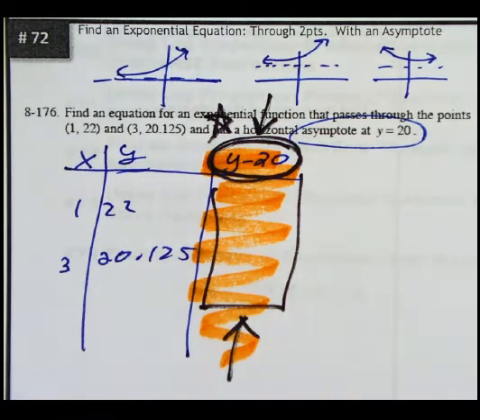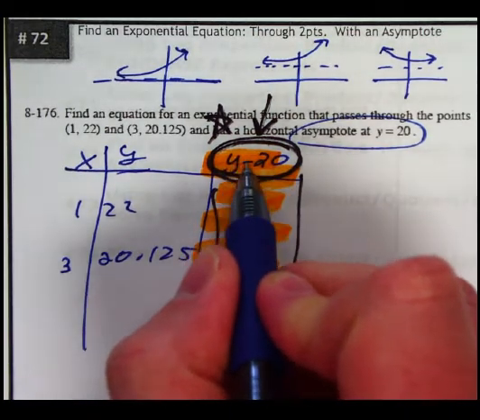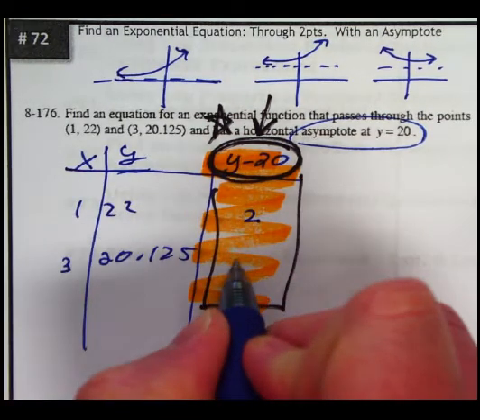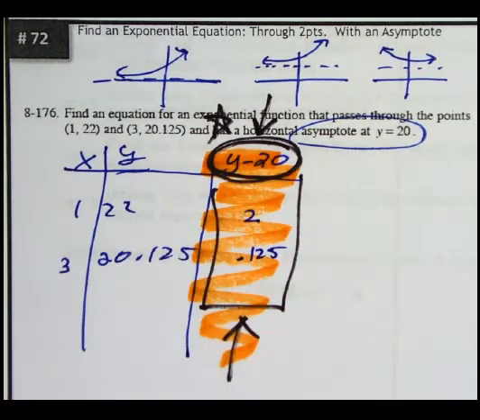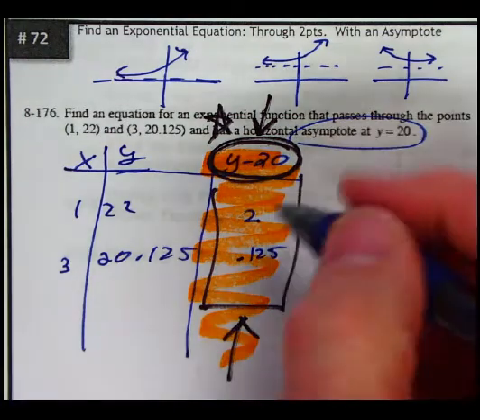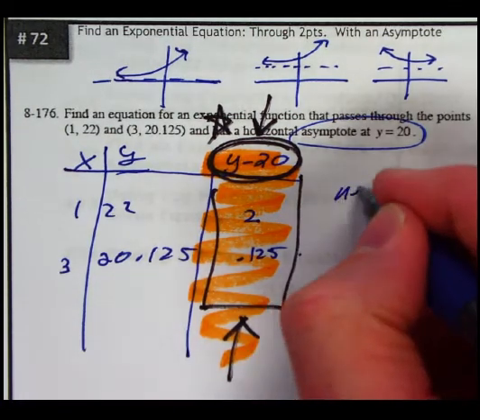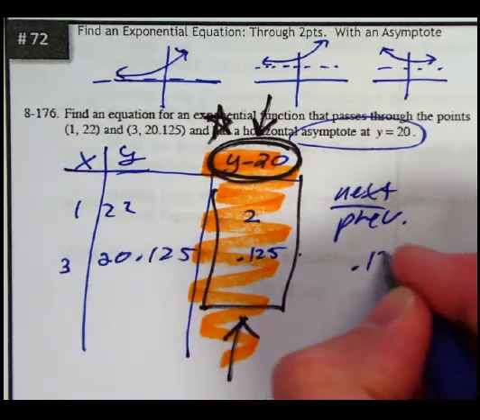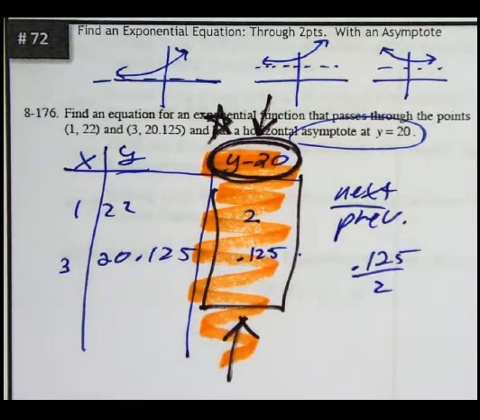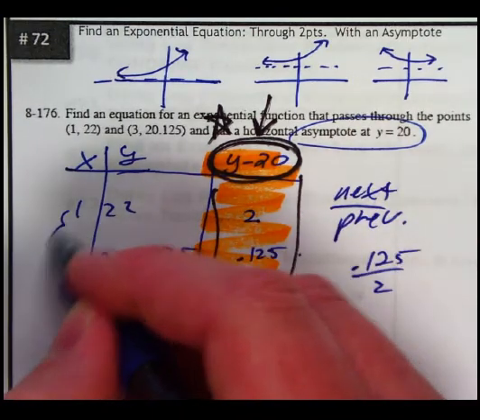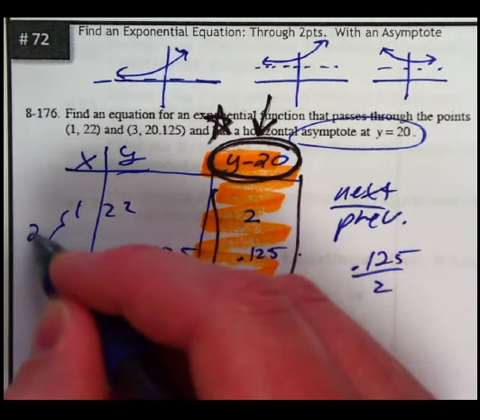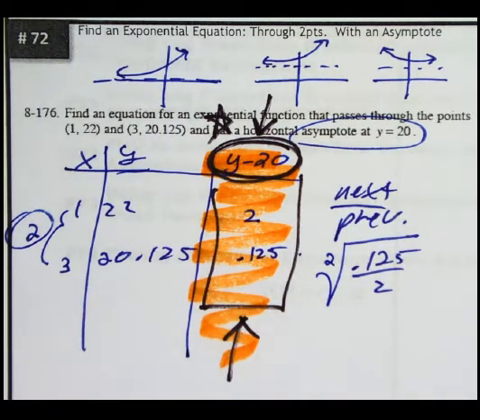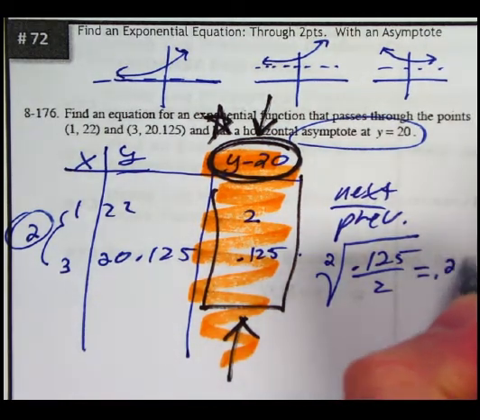So what we do is we say, oh, we've got y minus 20, so I need to take 20 off of these. Well, that would leave 2. It would leave 0.125. Now, we've learned this strategy numerous times where we take the next number in our list divided by the previous. So we're going to do next divided by previous, so 0.125 divided by 2. And then, because it's 2 numbers away, 1 to 3 is 2 numbers away, I'm going to take the second root. Well, we know that as being the square root. So I'm going to take the square root of that, which gives me 0.25.